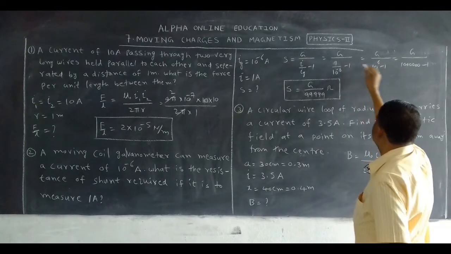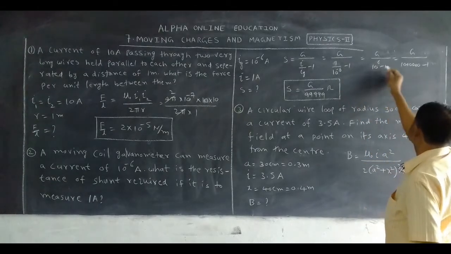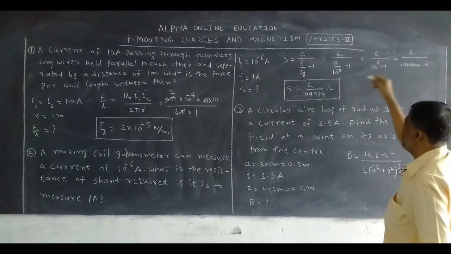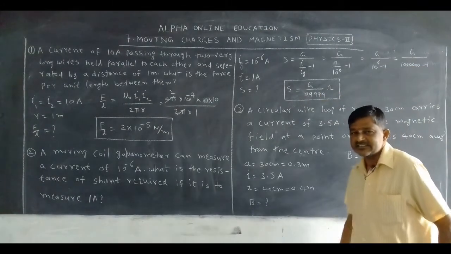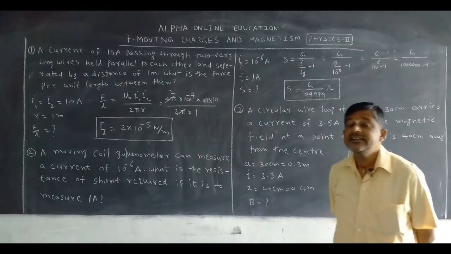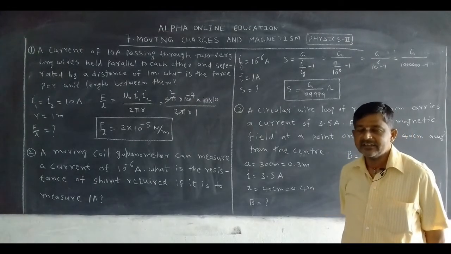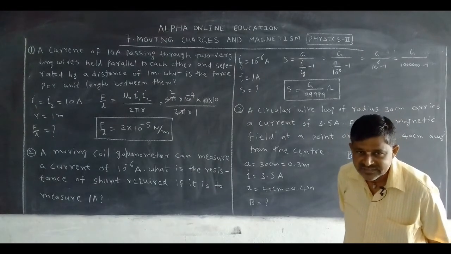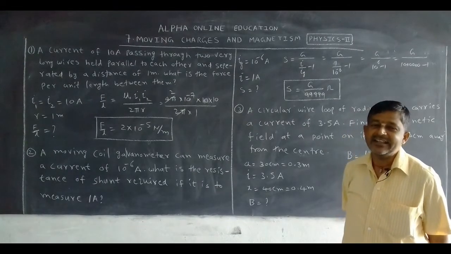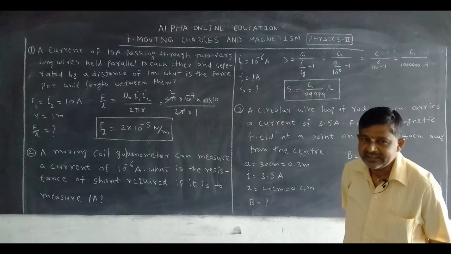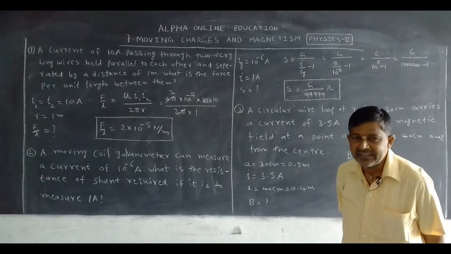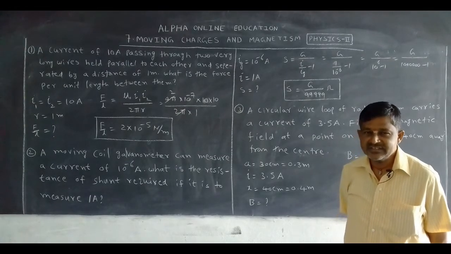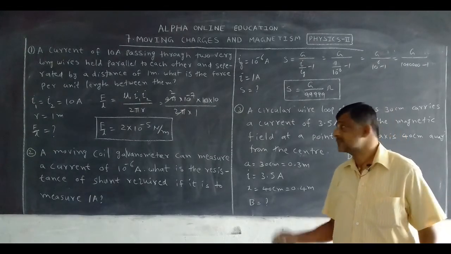Taking it to the numerator, it becomes 10 to the power of 6, that is 6 zeros: 1, 2, 3, 4, 5, 6. Subtracted from 1, we get the shunt resistance value. S = G divided by 5 nines, which means 99,999. S = G by 99,999. This is the answer.